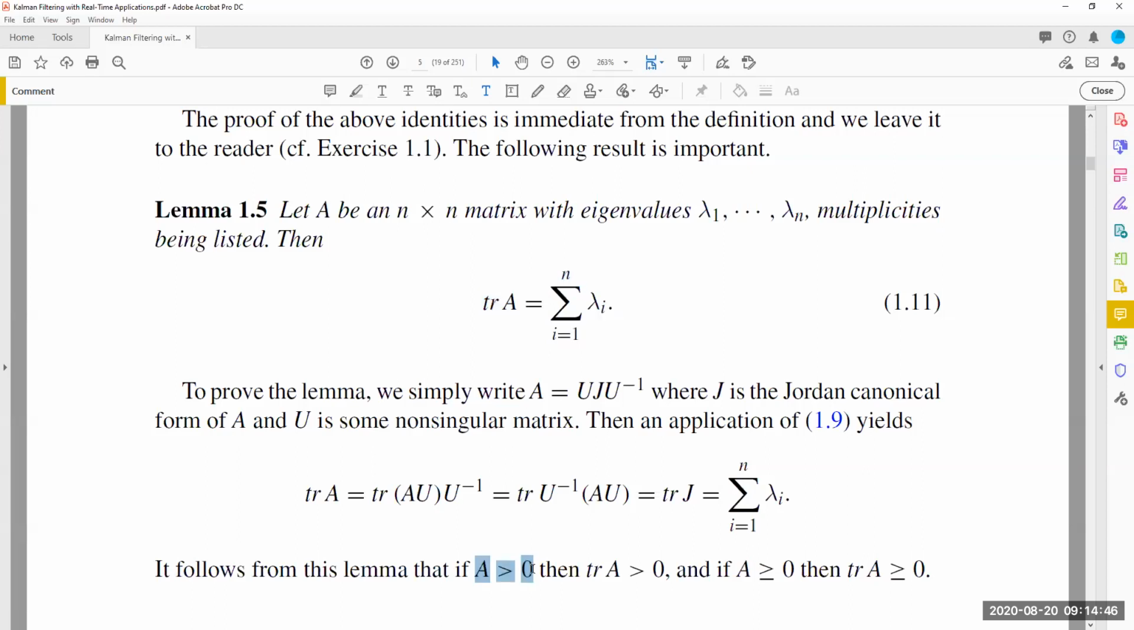So we know if the matrix A is greater than 0, then all its eigenvalues are greater than 0. Then of course the trace of A is greater than 0, because it's the sum of the eigenvalues. So if a matrix A is positive semi-definite, then the trace of A is greater than or equal to 0. This directly follows from lemma 1.5.